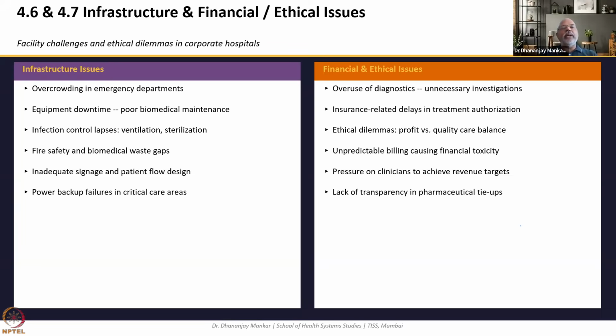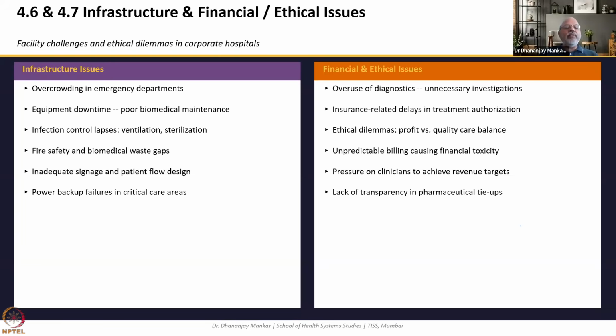Equipment downtime and poor biomedical maintenance, which shows that your hospital has improper biomedical engineering management, either because your contract is not good, or you don't have a dedicated biomedical engineer, or because of infection control lapses from improper ventilation and sterilization protocols in the CSSD, ICU, OT and all those places. Not only this, the entire hospital requires infection prevention practices, which are not being seen.